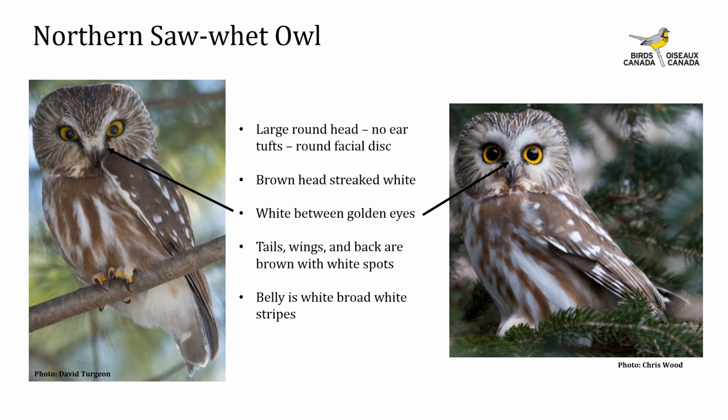So the northern saw-whet owl, it's a very small owl at 18 to 22 centimeters. The only way to tell the difference between the male and female is in the hand, where the females are slightly larger. The saw-whet owl has a large, round, brown head with no ear tufts. The crown and the back of the head are streaked with white, and they have a white V-shaped patch between these big, beautiful golden eyes. The adult's tail, wings, and back are brown with white spots, and their belly is white with thick brown stripes.